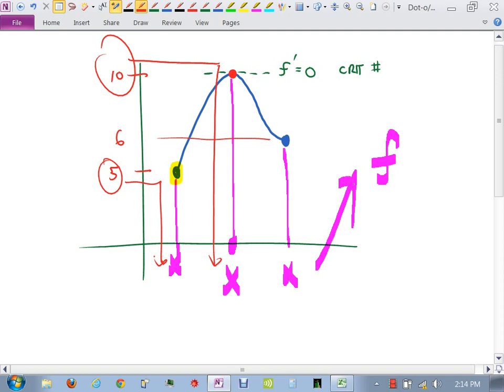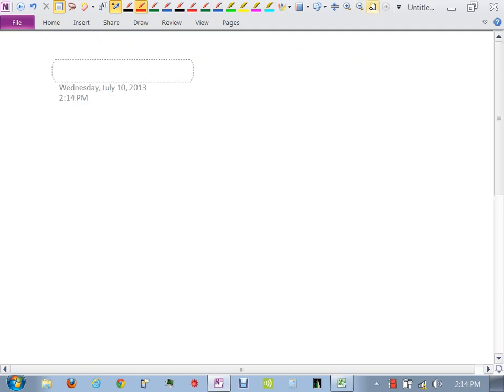Local mins and local maxes are going to come in the next few sections, okay? This is going to be on our next test. Local max, local min, I don't know yet. We'll see how things go on Monday. Holy crap, it's only 2:15. Whew.